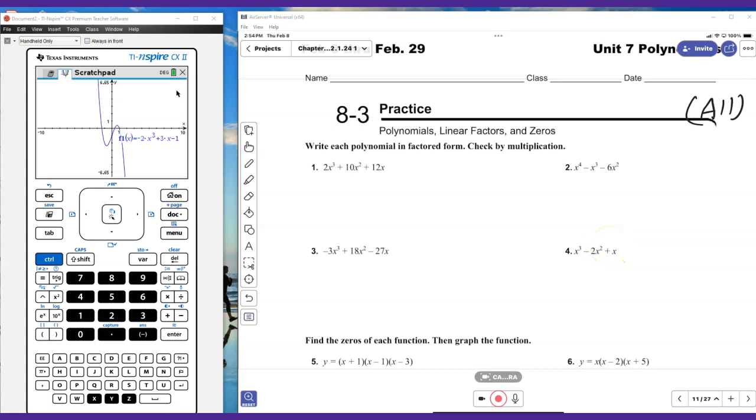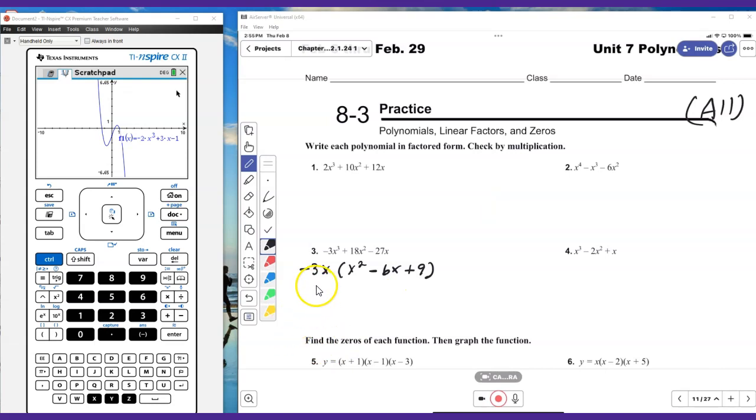polynomial in factor form. So we look at number 3. I'm going to factor negative 3x. So I have x squared minus 6x plus 9. Now we want to check.